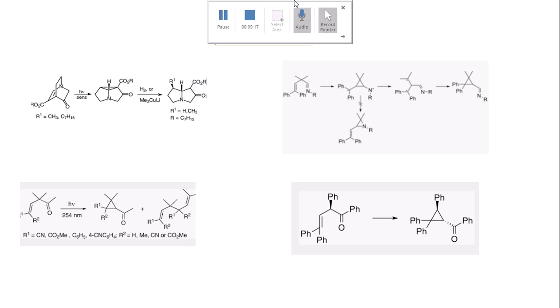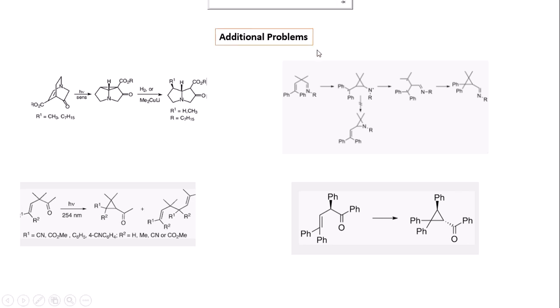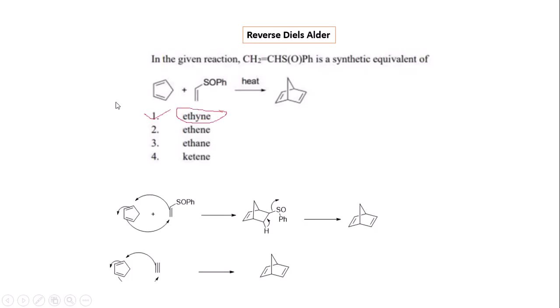Now, if we go to the next problem, that is the Diels-Alder reaction. Here in the Diels-Alder reaction, the cyclopentadiene can add to the vinyl sulfoxide derivative with the phenyl group. We get the bicyclic system, and this bicyclic system can also be obtained by the reaction of ethyne with the cyclopentadiene. So the ethyne is the synthetic equivalent of the given problem.